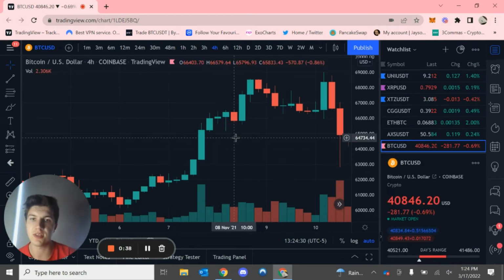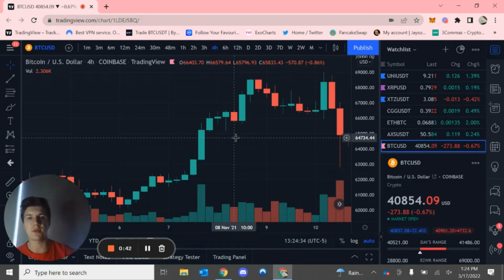Just the basic starting off, a green candle typically stands for when price is increasing, and a red candle kind of stands for a price decreasing at the time.